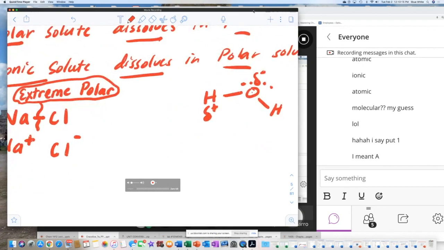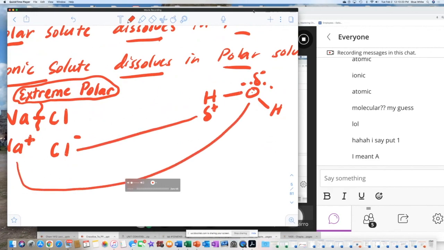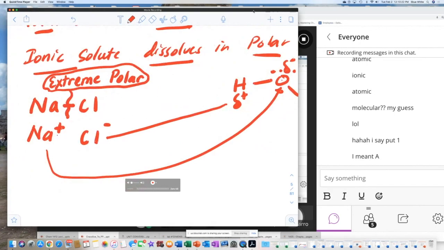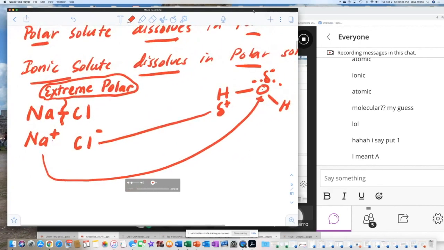So how do these interact with each other? The opposites attract, these opposites here attract. The full positive from sodium attracts the partial negative from oxygen. Even though it's not full negative, they're still oppositely charged. That's how we get the ion-dipole interaction. One of them is an ion, the other one is a dipole. Okay, so I just reviewed the ion-dipole interaction. So ionic solutes will dissolve in polar solvents.